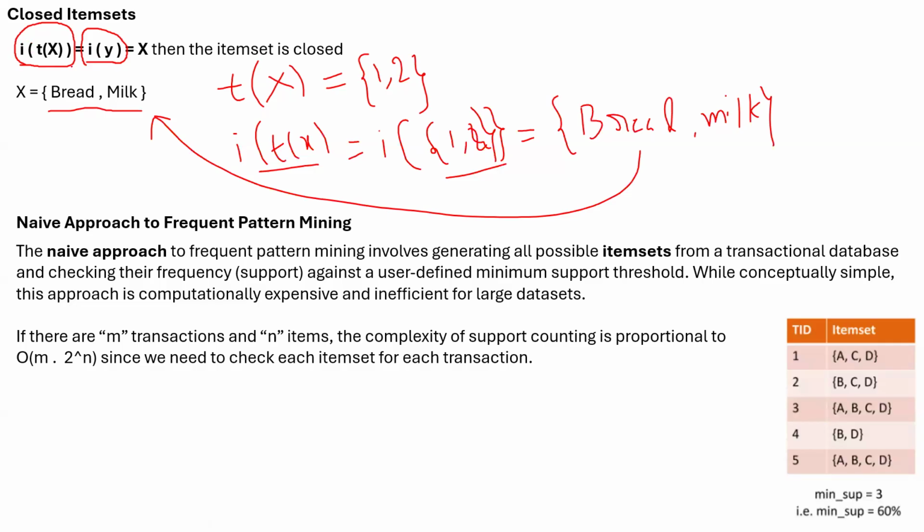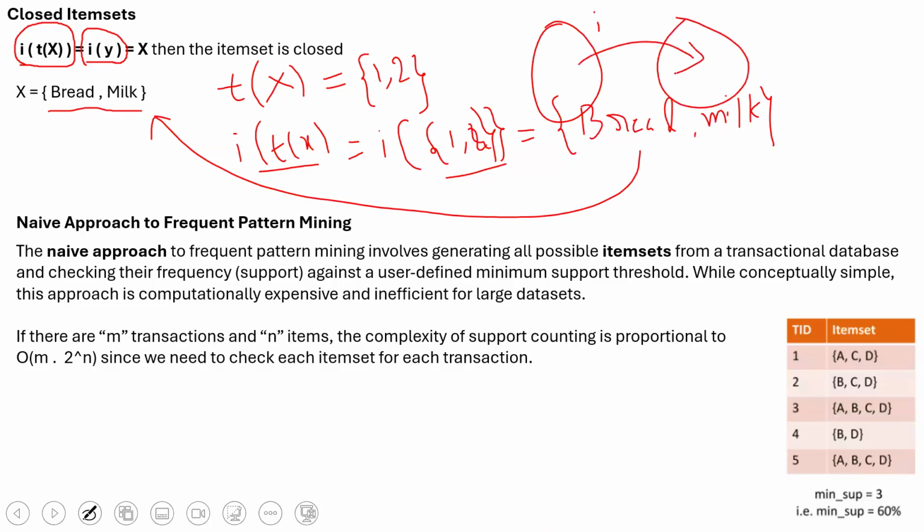I of T of X should be equal to X again. So if that is happening, we are going from item set space to transaction set space, and from transaction set space back to item set space. We are going from I to T, finding the transactions, and from the transaction set, we are coming back to the item set space. When both are equal, we call that a closed item set. That is what closed item sets means.